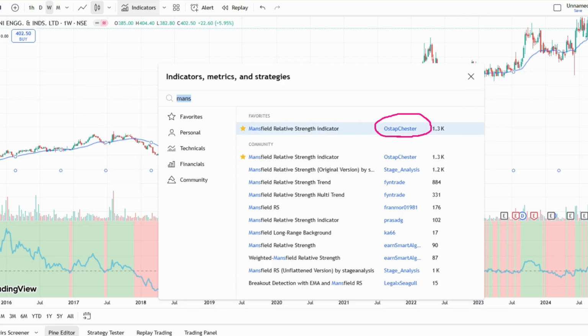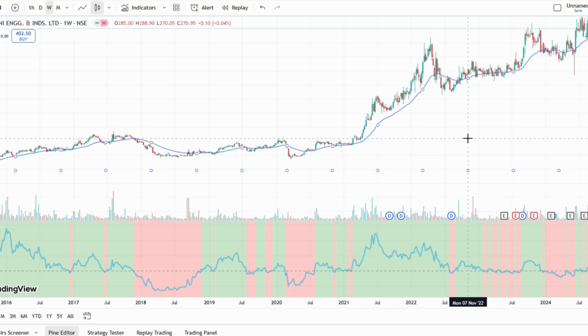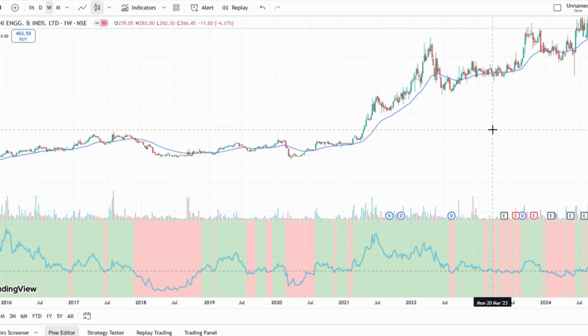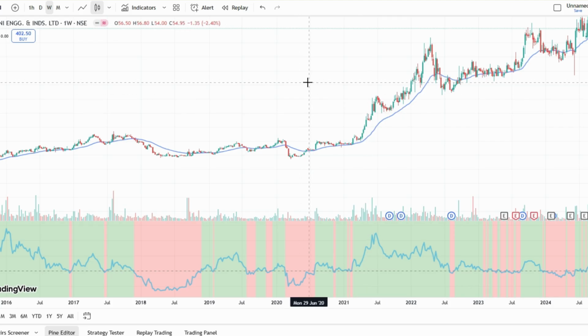Okay, first, before going on, I would like to explain what a relative strength indicator is. The relative strength indicator is nothing but it measures the strength of the stock. For example, in this example, I have taken Triveni Engineering. So the relative strength indicator measures whether Triveni Engineering, the stock, is performing better when compared to that of the broader market. So that is called the relative strength indicator.